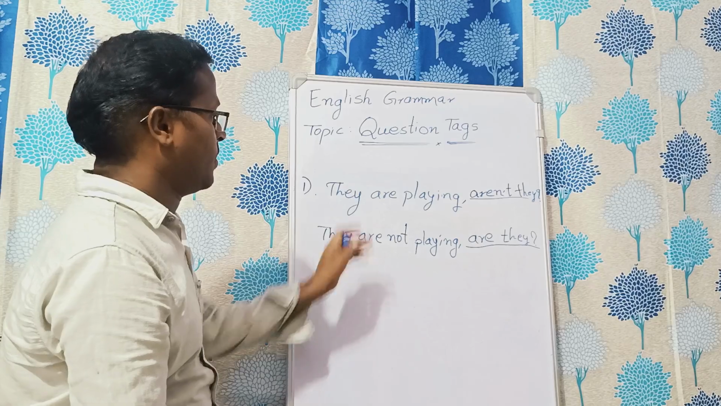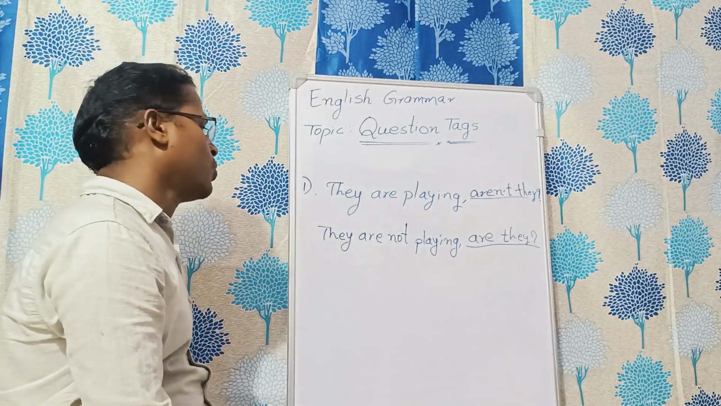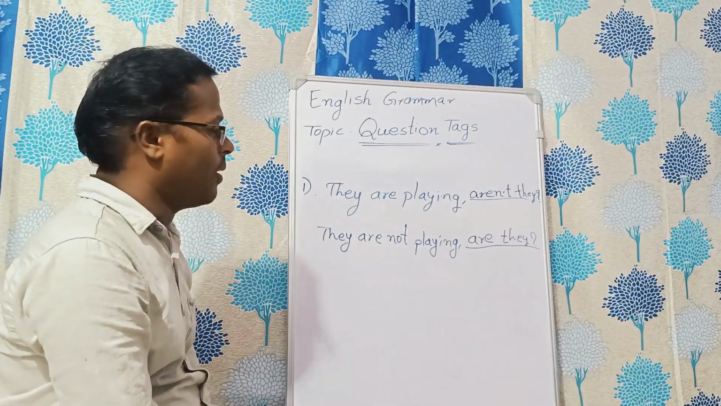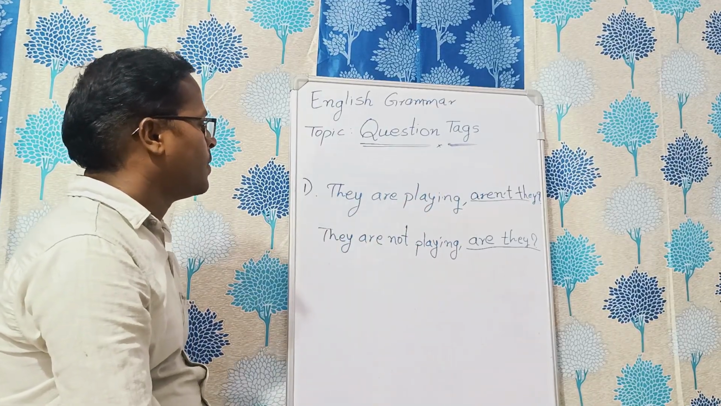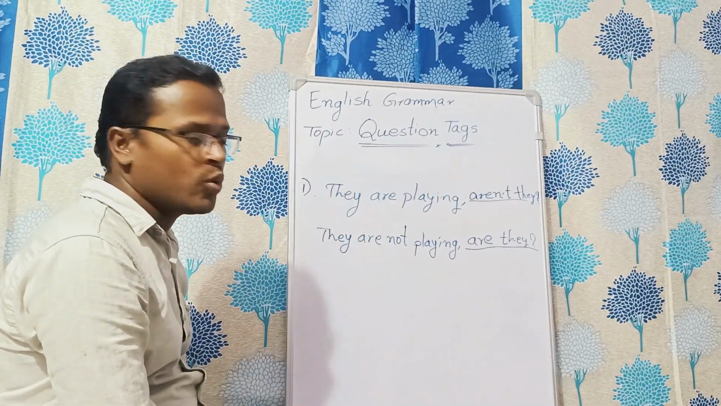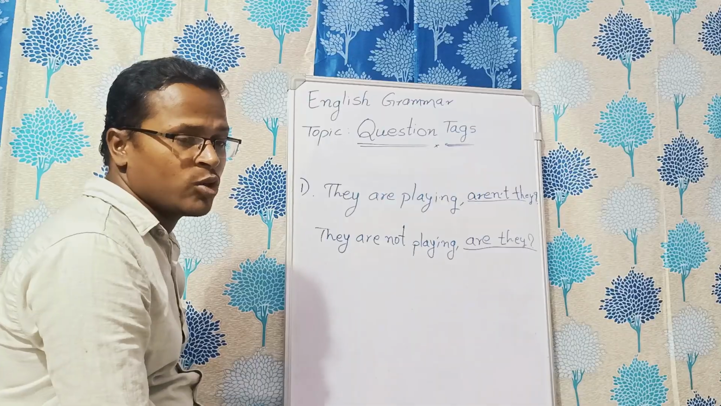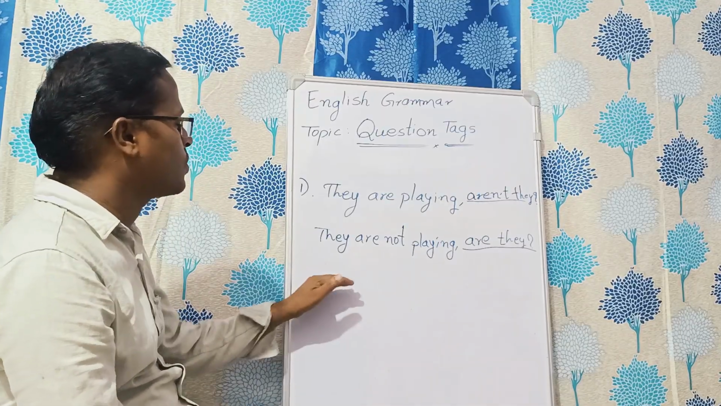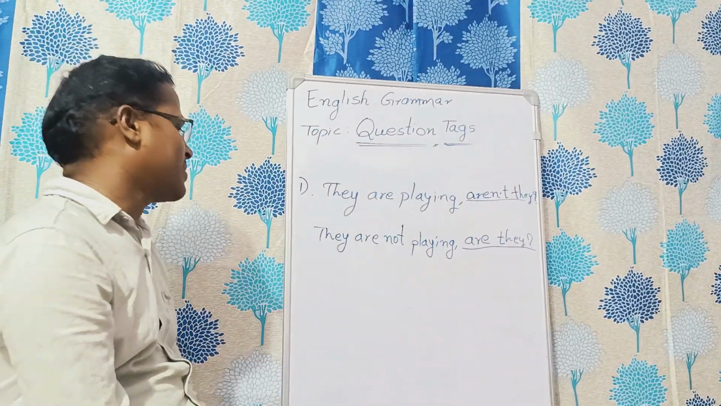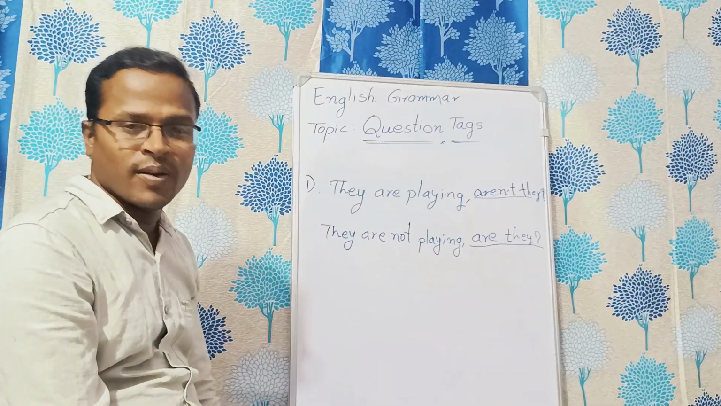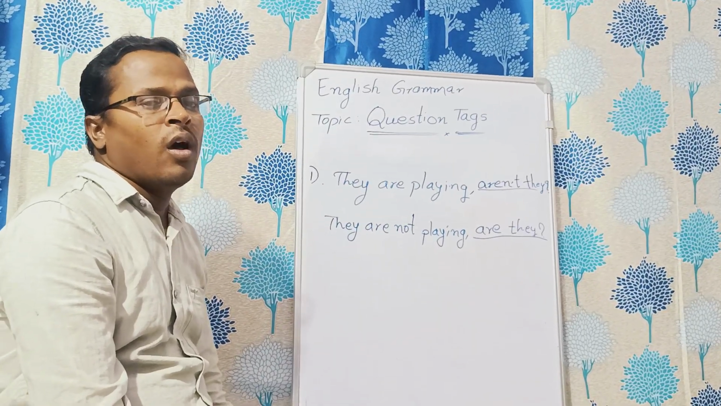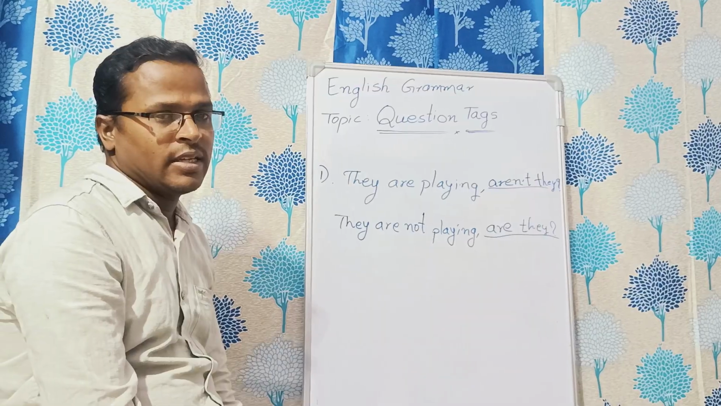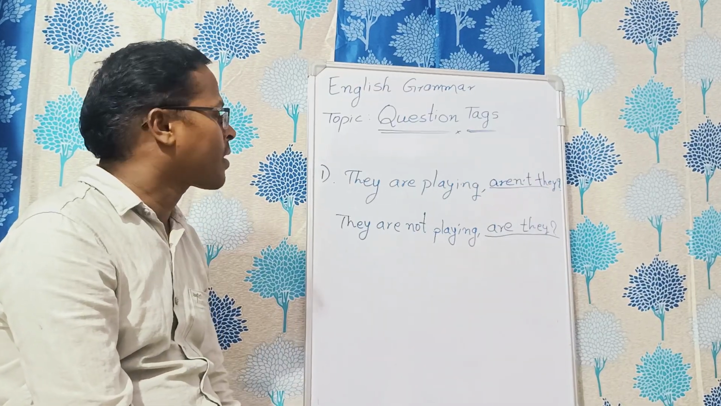As I said, they are playing now. Don't just use the words "they are playing now" or "they are not playing." Don't use those words; you have to use them according to the structure. So this is the correct way of using question tags in our daily conversation.